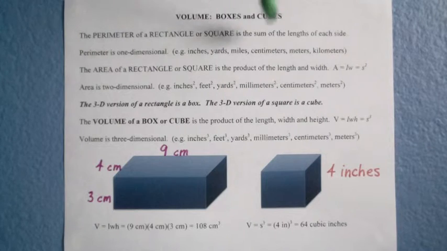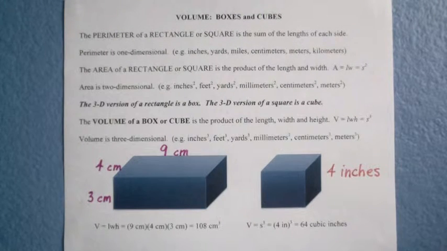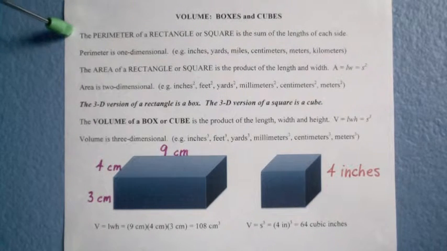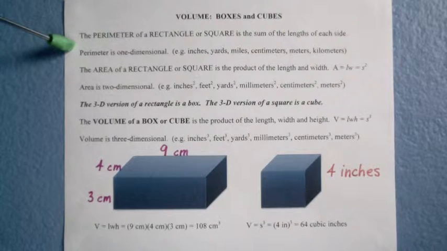So sum means addition. So you add the lengths of all of the sides to find the perimeter or the length of the outline. Perimeter is one-dimensional. For example, inches, yards, miles, centimeters, meters, kilometers. The units are to the first power.